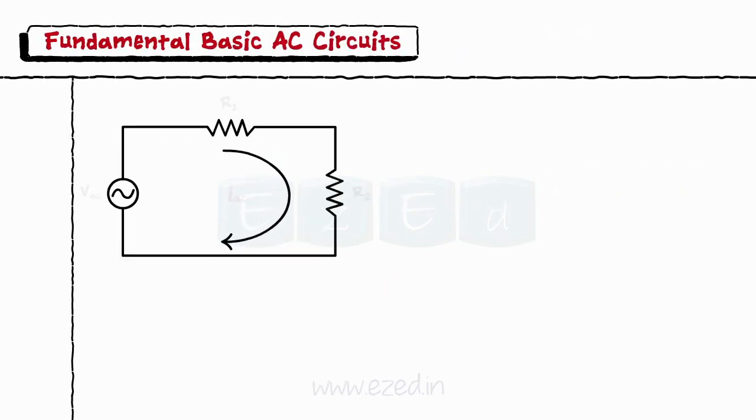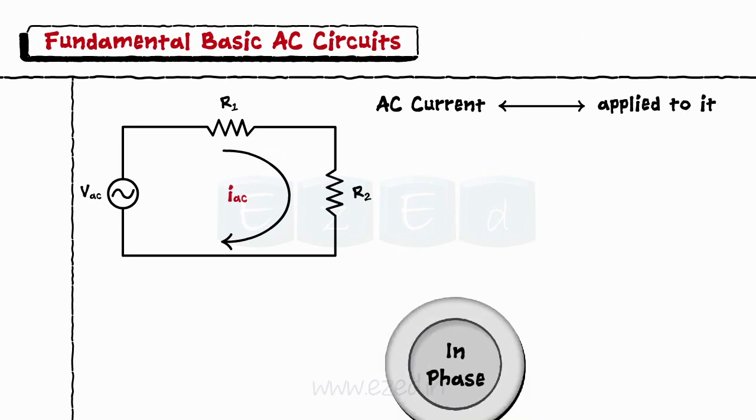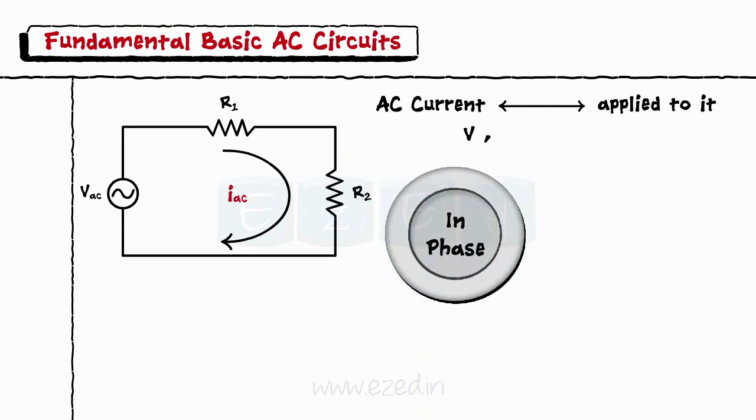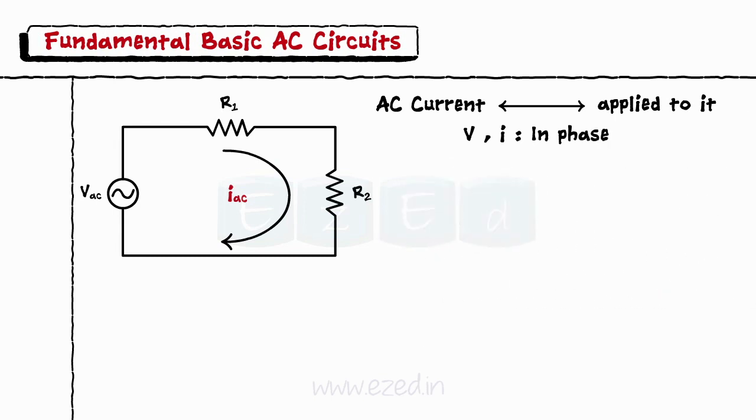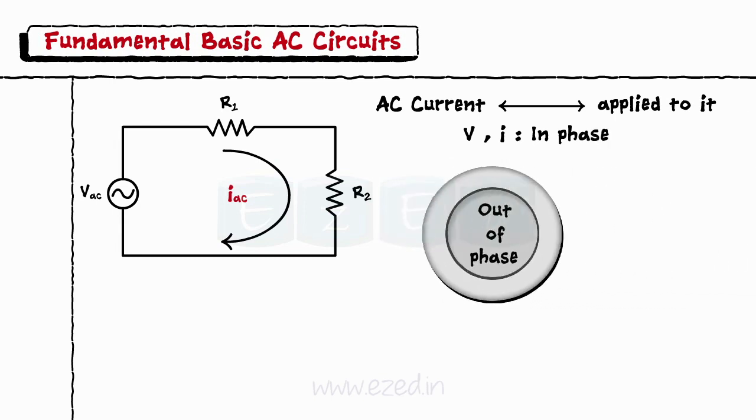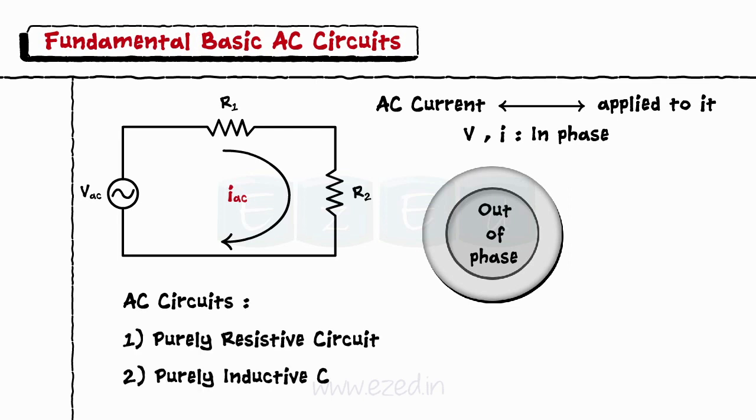AC current flows through the circuit when the AC voltage is applied to it. And it is not necessary that both the signals must be in phase always. Sometimes these signals are out of phase with each other. Depending on this, we divide the AC circuit into three main types as shown.